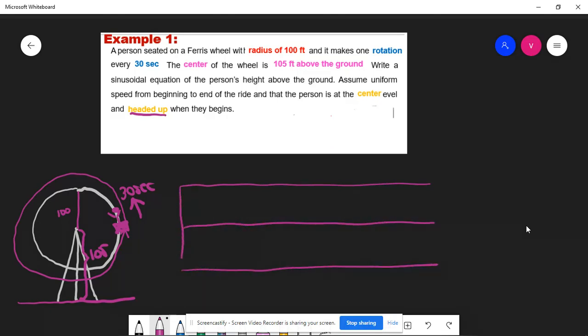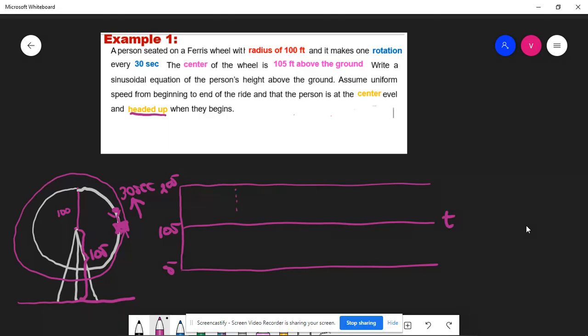So what is the highest that this person will reach? Well, it's 105 feet above the ground and another 100 feet above that. So it's going to be 205 feet here. The middle line here is at 105. That's where the person is at the middle, moving up. And then the lowest point will be, if the radius is 100, 105 minus 100, which would be 5 feet above the ground. So you're going to measure this person's height over time.